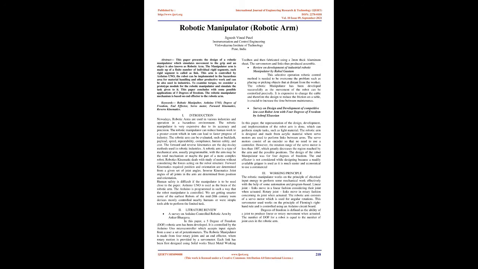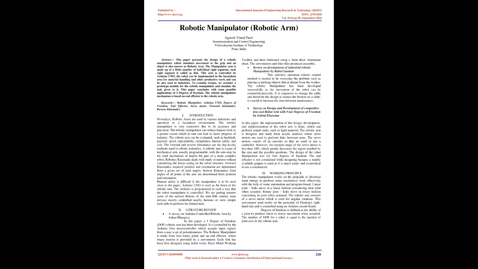Arduino UNO is used as the brain of the robotic arm. The Arduino is programmed in such a way that the robot manipulator is controlled. We are getting smarter. Some of the earliest robots of the mid-20th century were devices mostly controlled by nearby humans, or were simple tools able to perform limited tasks.